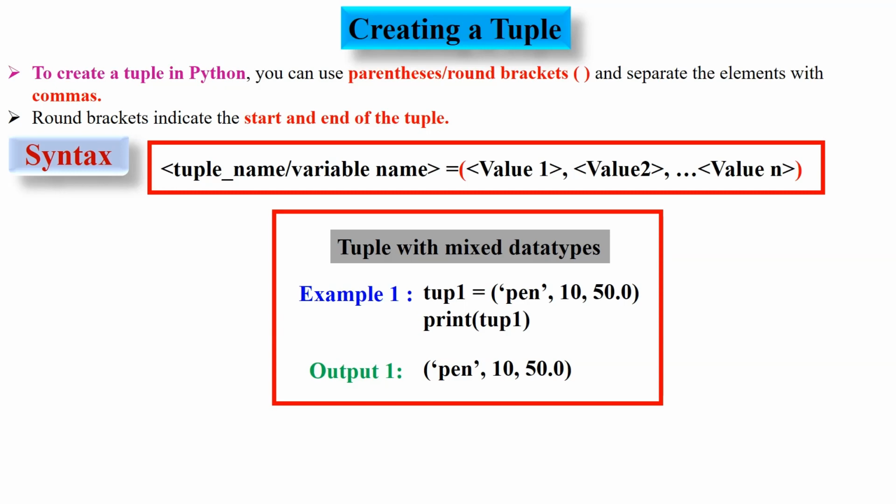Let's see an example of a tuple with mixed data types. A variable tup1 holds the tuple containing a string, integer, and float values and printed. So the output will be a tuple holding the elements pen, 10, 50.0, enclosed within parentheses and separated by commas.